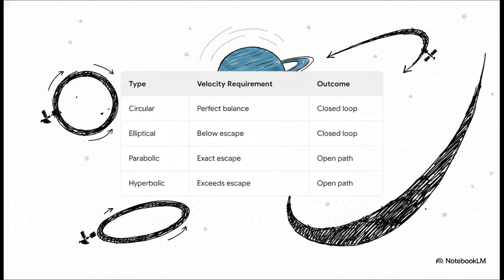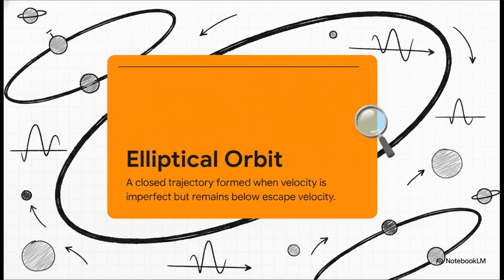But if your speed differs even slightly from that strict requirement, while remaining below escape velocity, you end up with an elliptical trajectory. Now, if you hit the exact escape velocity, you achieve a parabolic path, breaking free forever. And if you really slam the throttle and exceed escape velocity entirely, you enter a hyperbolic trajectory, flying off into deep space.